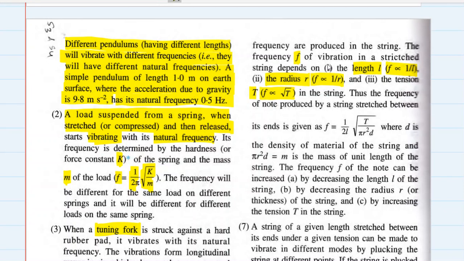If you wind the pegs or the keys which are given at the head of the guitar, and if you make the string very tight, if you increase the tension, you get the sound of very high frequency.